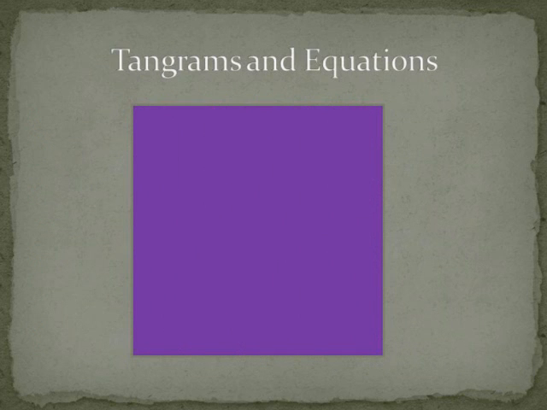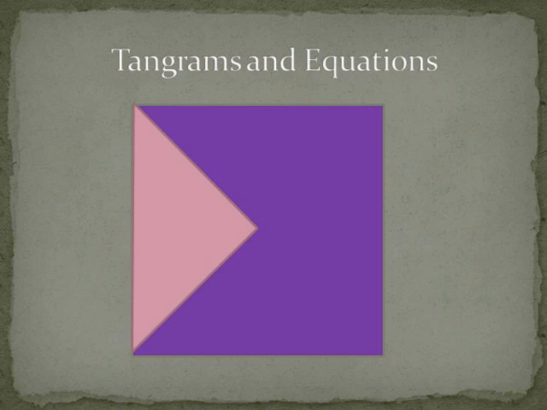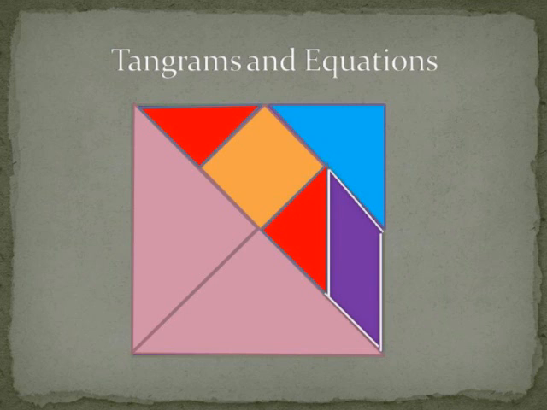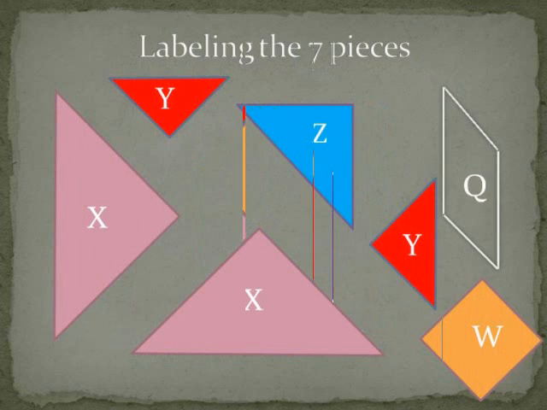The tangram contains 7 pieces: 2 large triangles, 1 medium triangle, 2 small triangles, 1 square, and 1 parallelogram. In order to create equations, every piece will be labeled with a different letter: x, y, z, w, and q, but congruent pieces will have the same letter. The 2 large triangles will be labeled with the letter x. The 2 small triangles will use the letter y. The medium triangle will use the letter z. The square will use the letter w, and finally, the parallelogram will use the letter q.